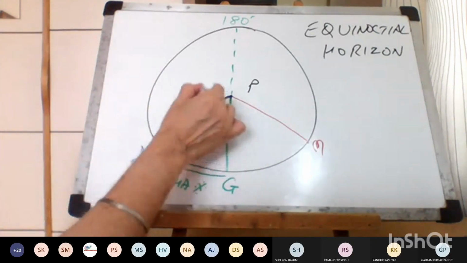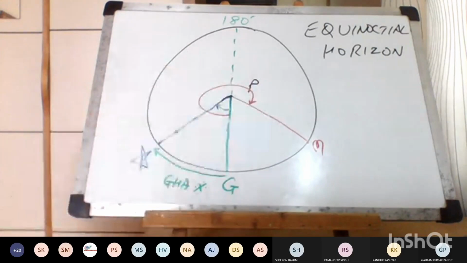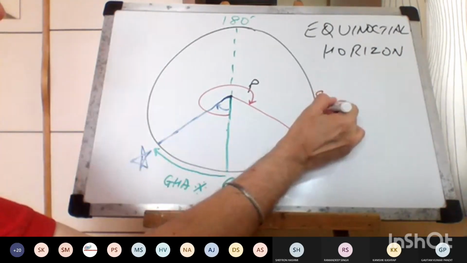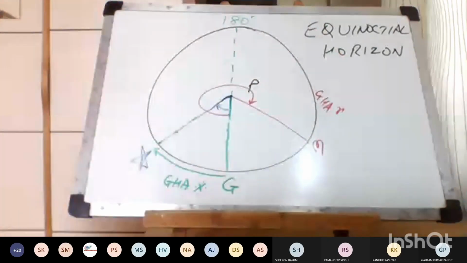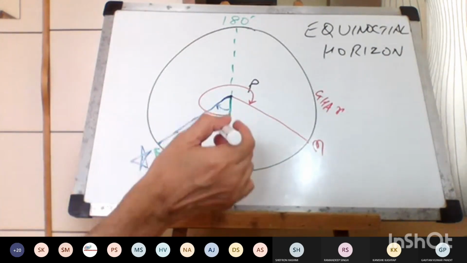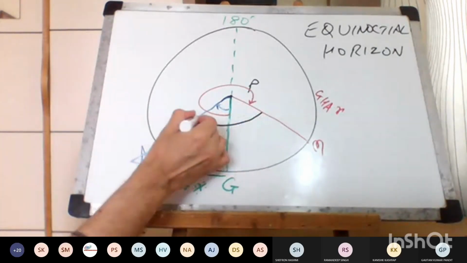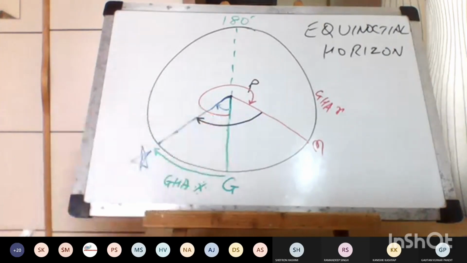So now what is this angle? What is that red angle? GHA Aries. Very good. GHA Aries. And what is this angle? SHA. SHA star. Very good.